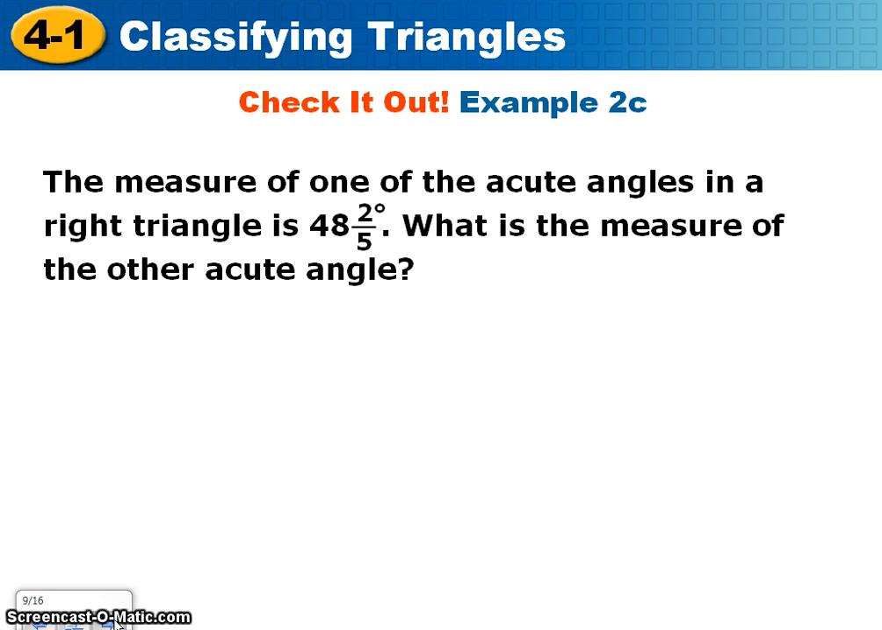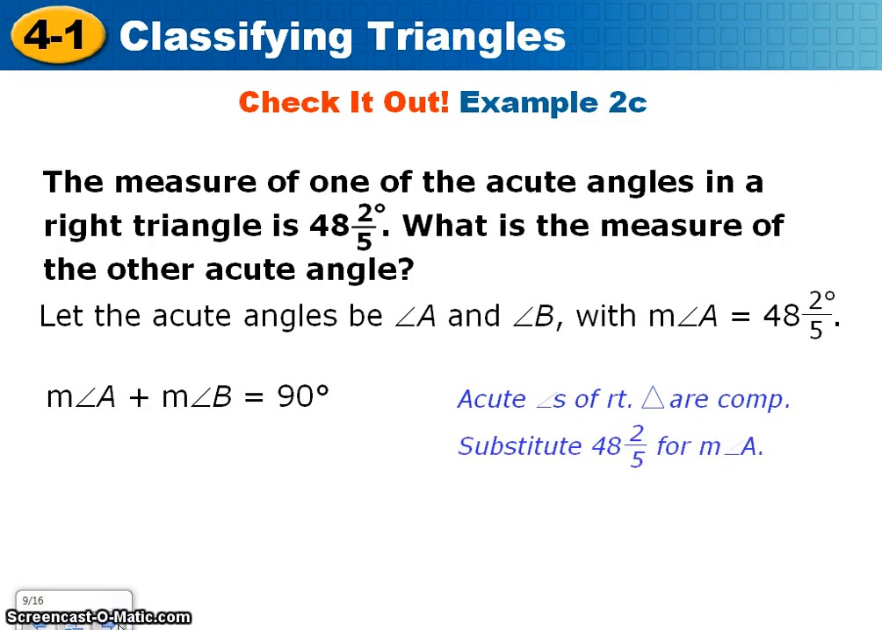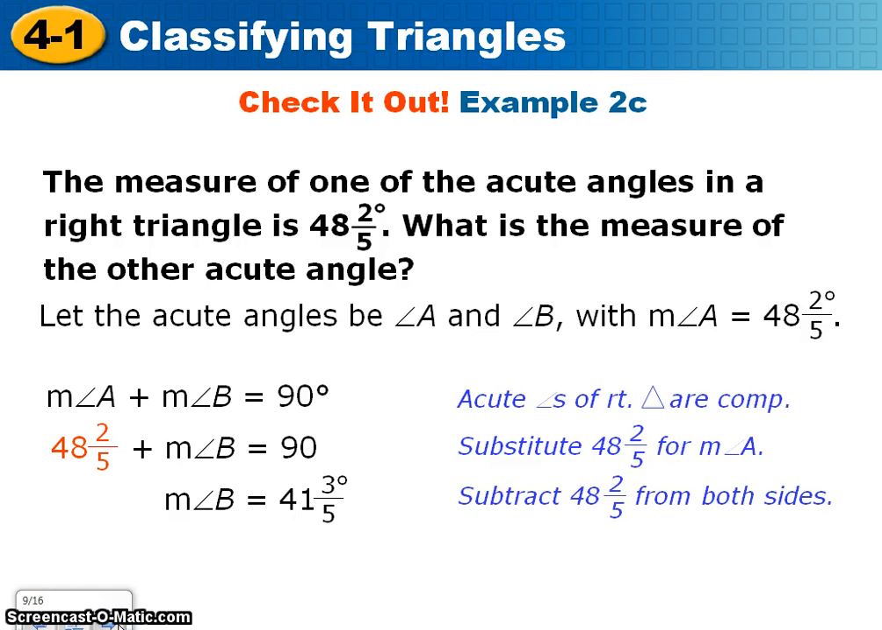And here's another use of it. One of the acute angles in a right triangle has a measure of 48 2/5 degrees, which means the other acute angle is going to have a measure of the difference between 90 and 48 2/5, which is 41 3/5 degrees.